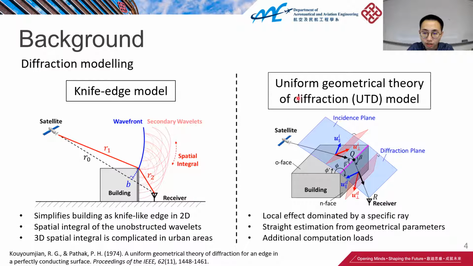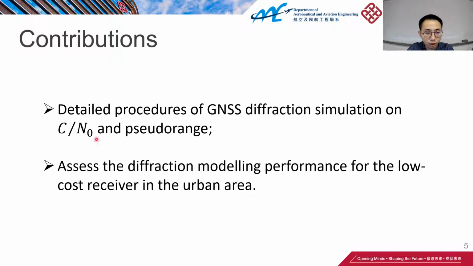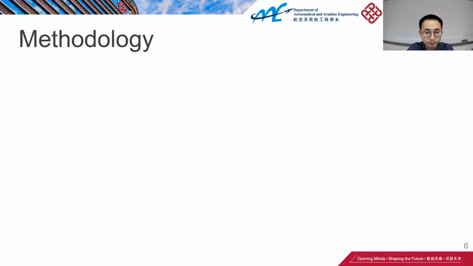Another approach is the UTD model, which describes diffraction as a local effect dominated by a specific ray. It can strictly estimate diffraction based on the geometrical parameters, but with additional computation loads. In this study, we'll provide detailed procedures of GNSS diffraction simulation on carrier-to-noise ratio and pseudorange. Then we'll assess the diffraction modeling performance for the low-cost receiver in the urban area.